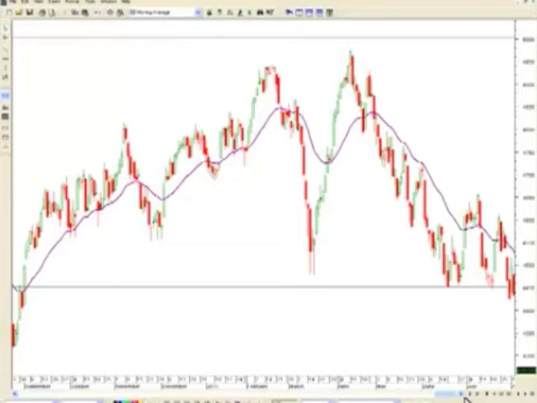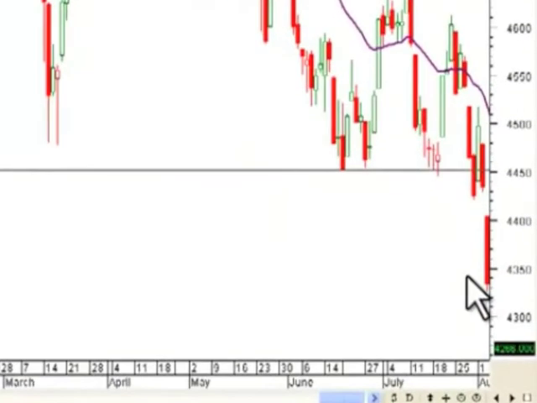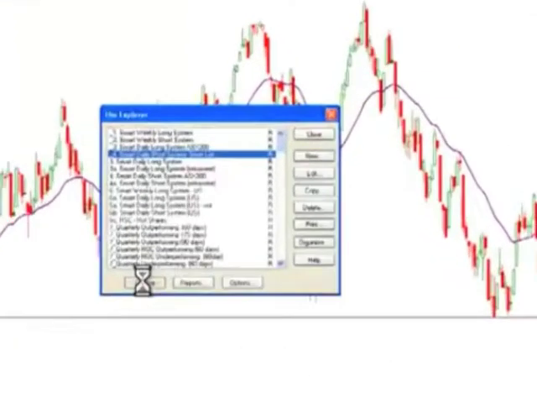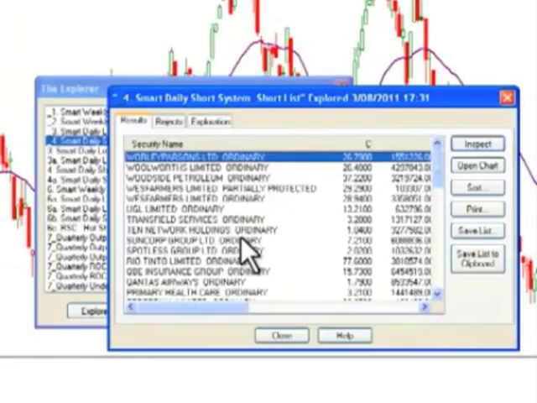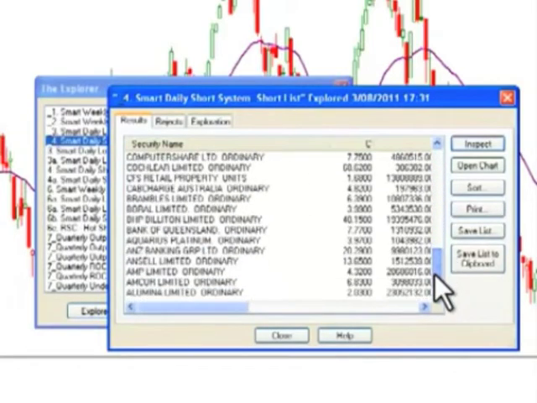Well, lo and behold, the next day, on Wednesday, the 3rd of August, we have a huge market break, and it's breaking through that support level. I ran my scans that day, and on the short side of the market, as you can see, there's a large amount of shares to choose from in here. So there was actually 48 shares out of the 156 that came up, which meant 30% of those shares were falling.